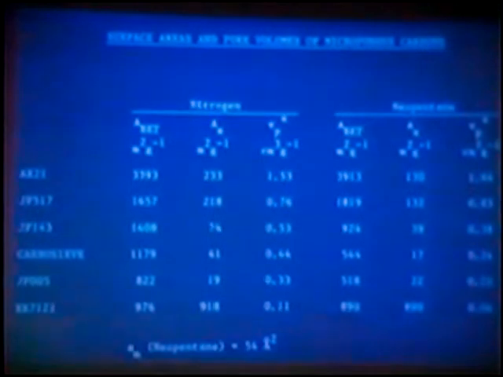So we're picking up differences which are affecting the shapes of the isotherms, moving across this critical range from the primary micropore filling into the secondary micropore filling. That is around relative pressures of 0.01 to 0.02.